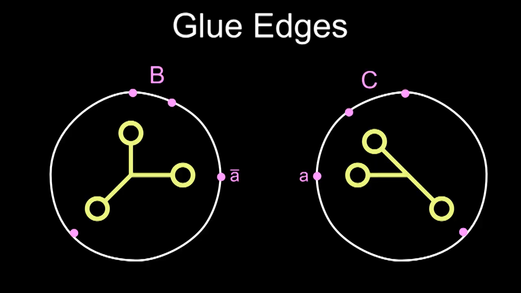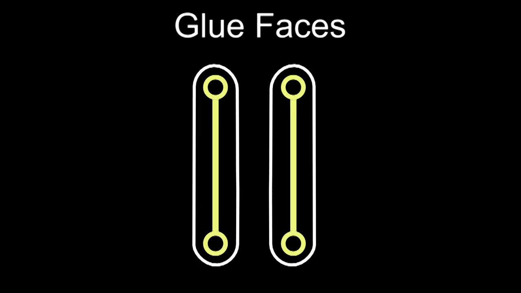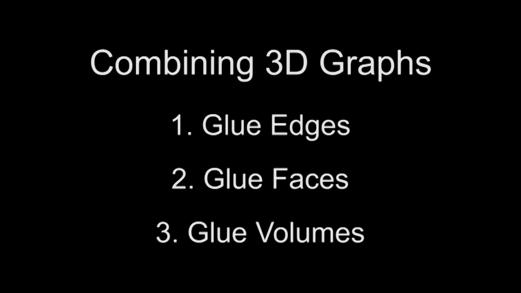For 2D shapes, there are 2 basic ways of combining graphs together. We can glue the edges of the graph or the faces of the graph. When we glue the edges together, that's a branch gluing operation. When we glue the faces together, we are splicing the boundaries. For 3D shapes, there are 3 basic ways of combining graphs together. We can glue 2 edges together, or 2 faces, or 2 volumes together.